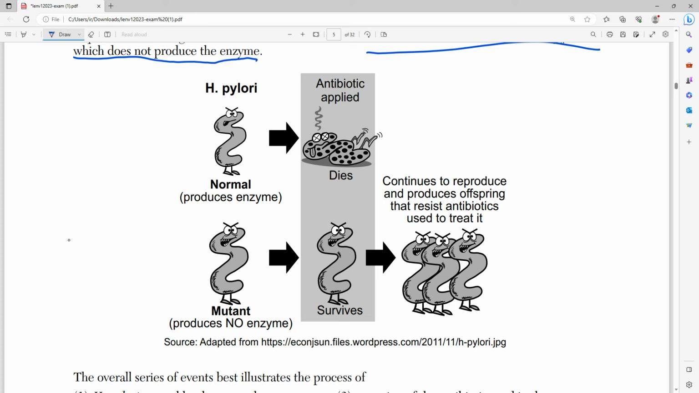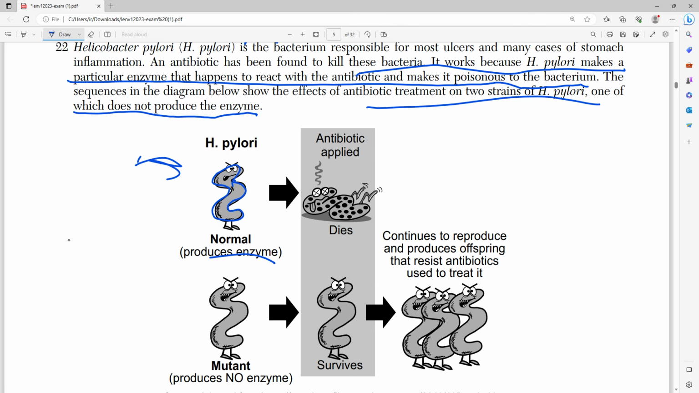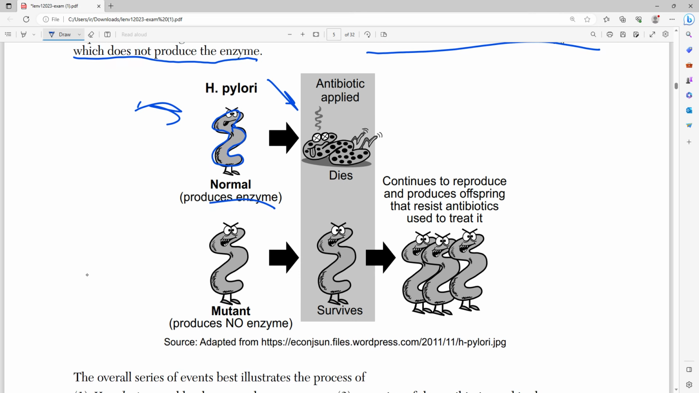Well, what happens, right? H. pylori, this guy who's angry over here, has an enzyme, and because of the antibiotic, it dies, right? Here, this one says that they have no enzyme, and because they have no enzyme, the antibiotic has no effect on it. And this mutant with no enzyme, because it doesn't die, continues to reproduce, right?